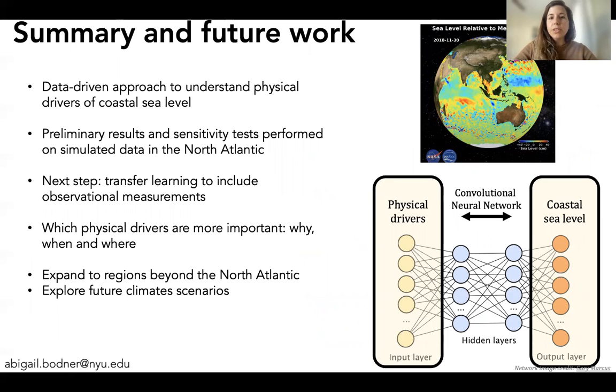We have preliminary results and sensitivity tests that we've used on simulated data, but we plan to, in the next step, use a transfer learning approach to include observations. And we are interested in understanding which physical drivers are more important, why, when, and where. And we are expecting to expand to regions beyond the North Atlantic and explore future climate scenarios to see how the statistics change and how our results compare with current predictions.